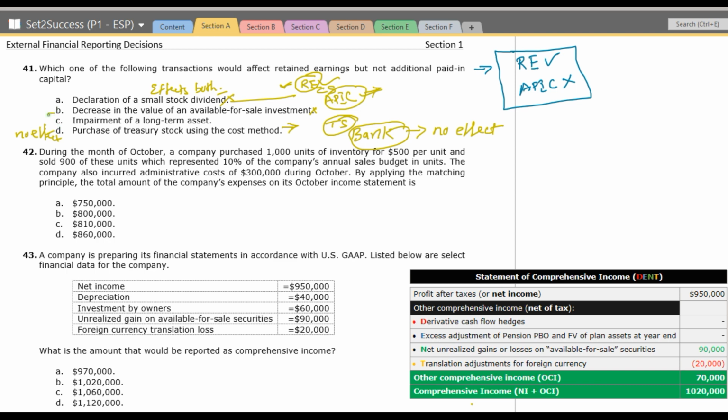Here also, decrease in the value of available for sale investment. So there is no effect.